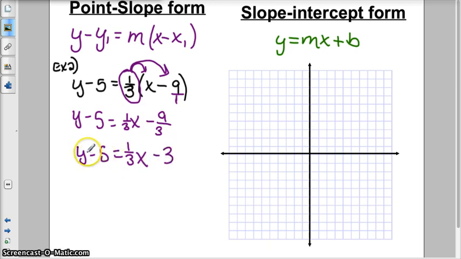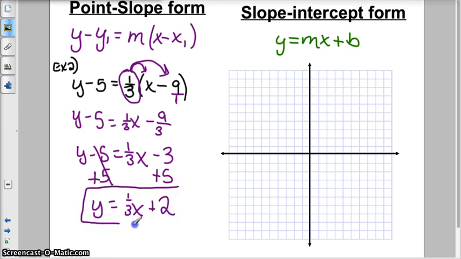And our last and final step is to subtract this y sub 1 term over. Well, not subtract this time, we're going to add because it's negative. So we want to cancel it out. So plus 5, plus 5. So y equals, I'm going to bring down my 1/3 x, and then negative 3 plus 5 is positive 2.